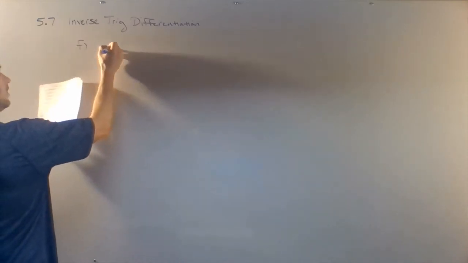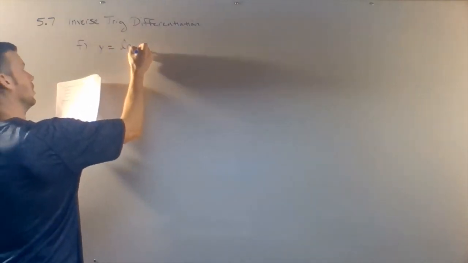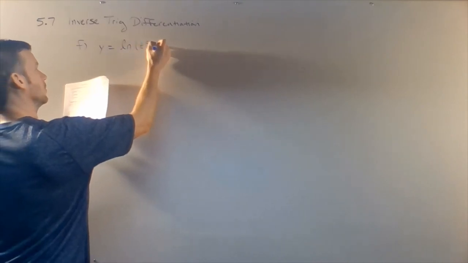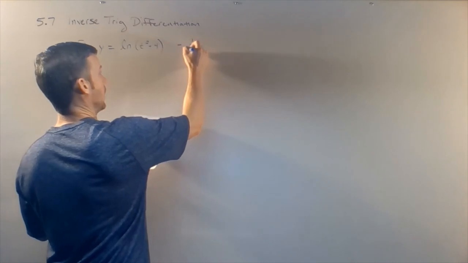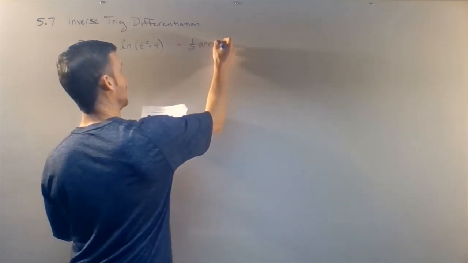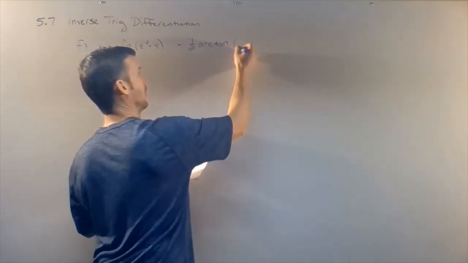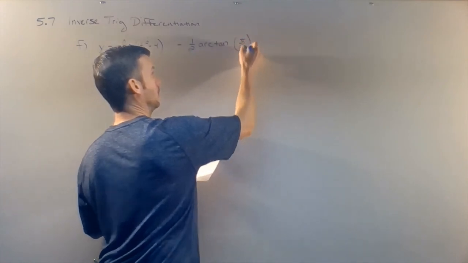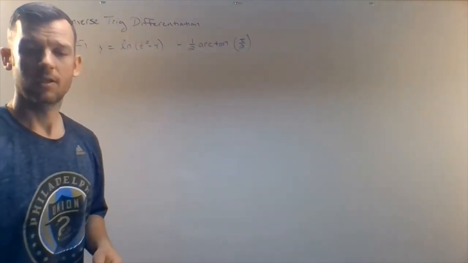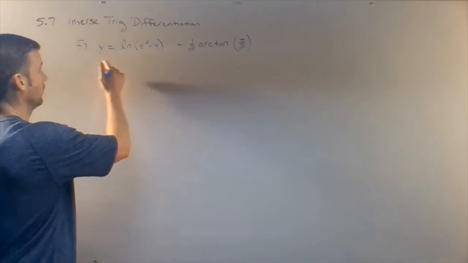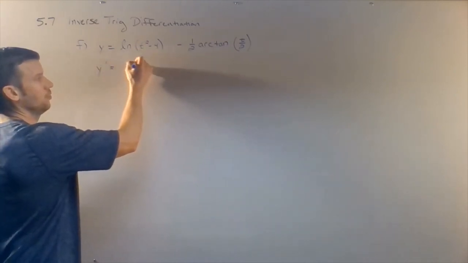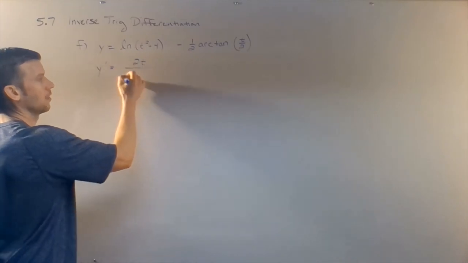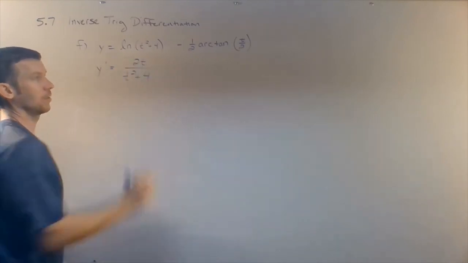Okay, we have the natural log of a function. We know that rule. Minus 1/2 times the arctangent of a function. We've just learned that rule. So let's go ahead and do this. Derivative of natural log is the derivative of the function, 2t, over the function, t squared plus 4.